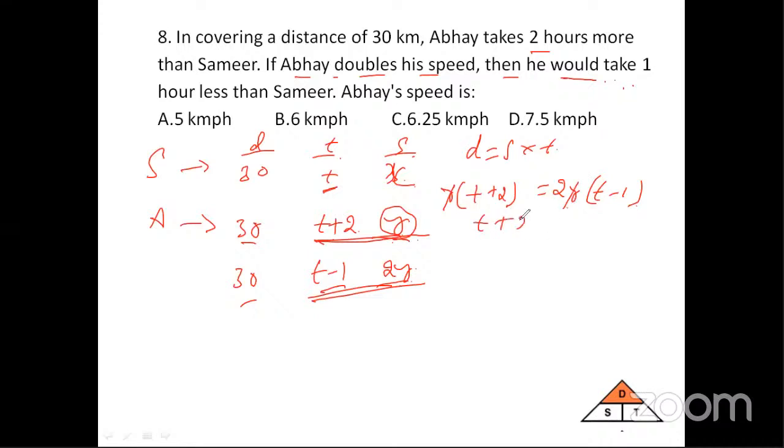We have t plus 2 is equal to, here this side we have 2 into t, 2t, 2 into minus 1, we get minus 2. So we will send this minus to this side, it becomes plus 2. We have 2t, we will send this t here, it becomes 2t minus t. So 2 plus 2, 4. 4 is equal to 2t minus t. So t is equal to 4.